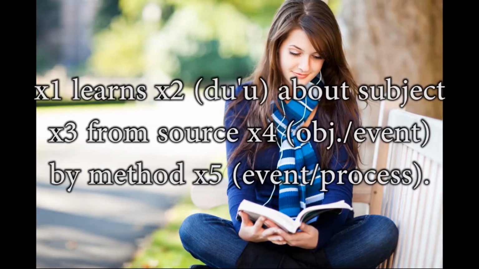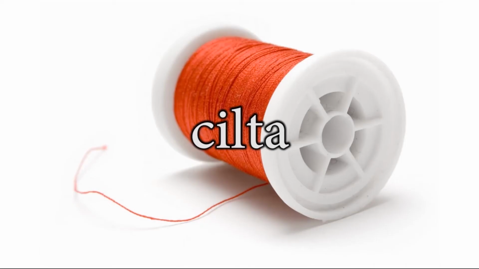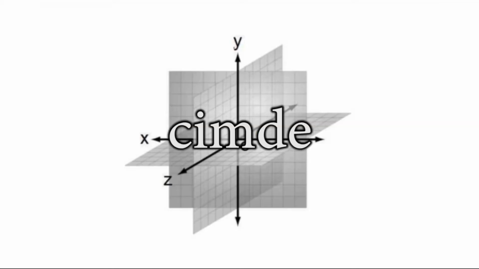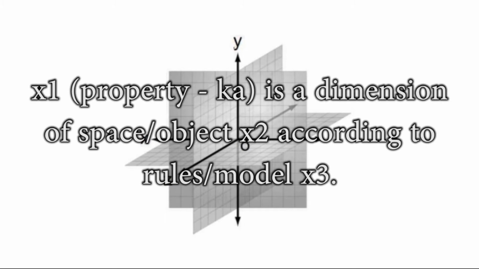x1 learns x2 about subject x3 from source x4 by method x5. Shilta: x1 is a thread, filament, or wire of material x2. Shimde: x1 is a dimension of space or object x2 according to rules or model x3.